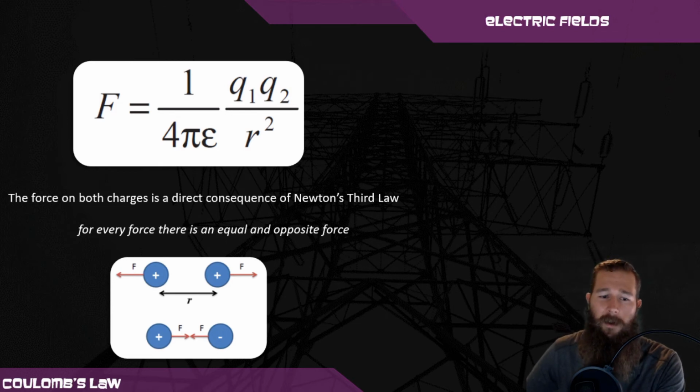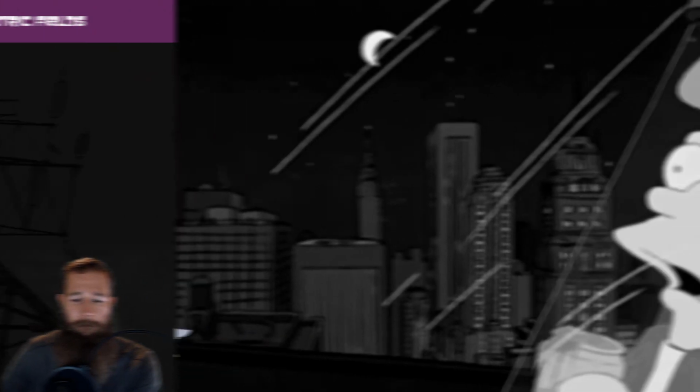So you can see in the diagram here, when both charges are the same, the force is repulsive, meaning that the arrows here are pointing in opposite directions, and the magnitude of the arrows here and here is the same. And when the charges are opposite, it's an attractive force, and the arrows are the same length here.